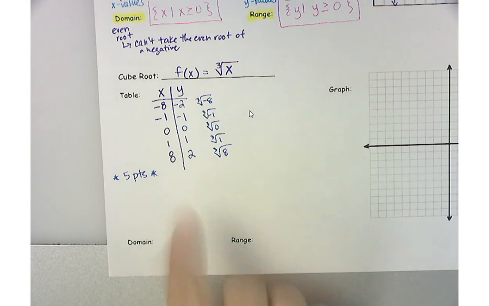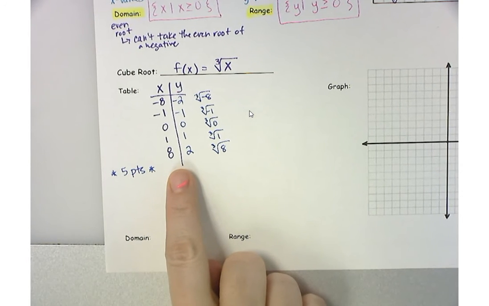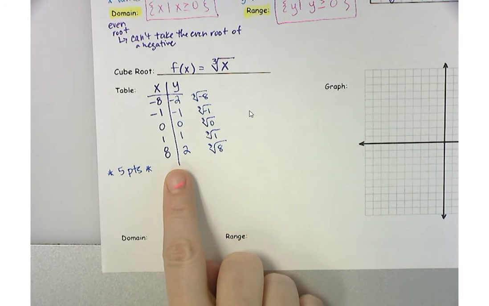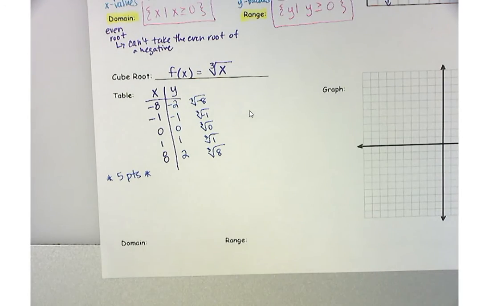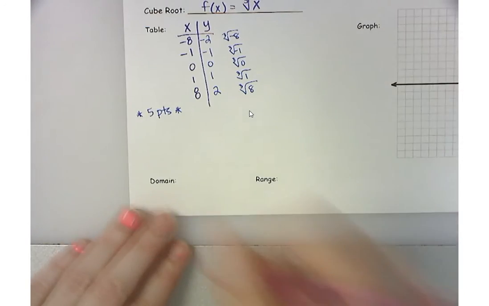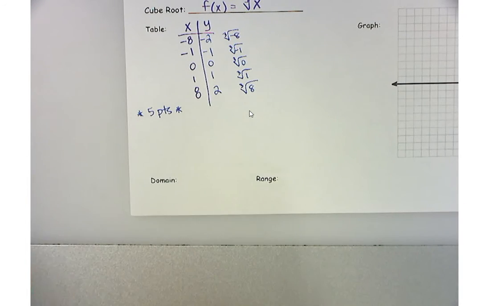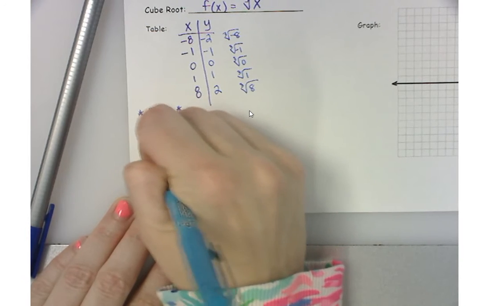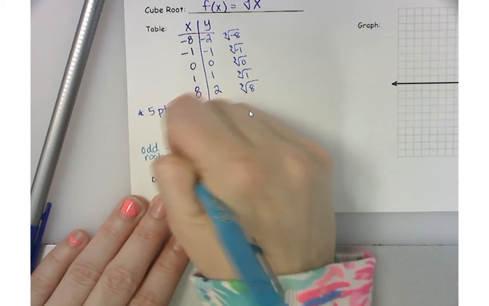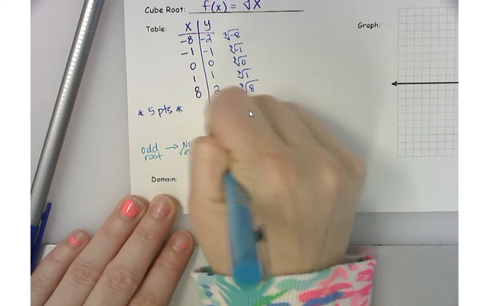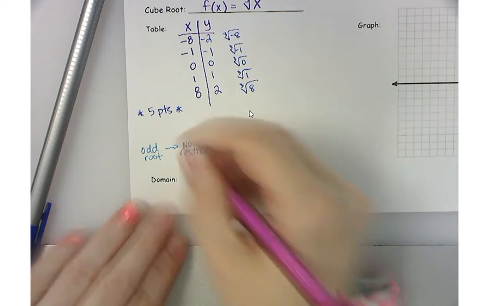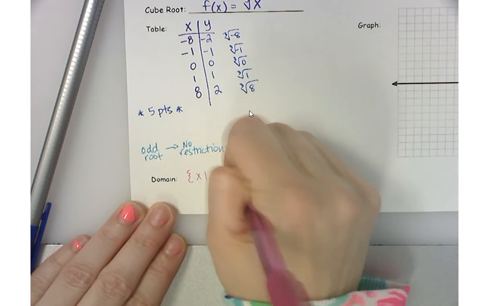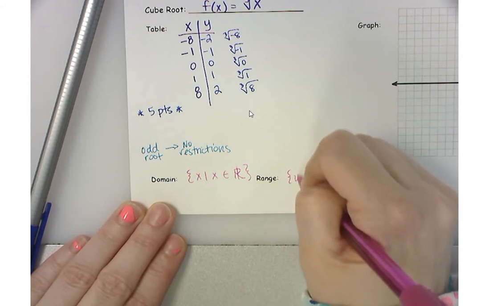All right, this is an odd root. With an odd root, there are no restrictions. If there are no restrictions, what is our domain? All the numbers. Do you remember how we're going to say that? x such that x is in all real numbers. Good job. We'll graph it and we'll talk about the range. We'll talk about why the range is all real numbers.